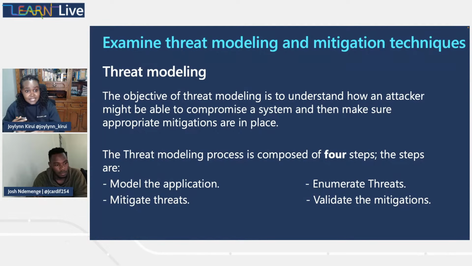So if I'm using it for the network, can that attacker try man in the middle? If it's the gateway, is it secure? Is it securely integrated? These are all the things that we look at during threat modeling. The threat modeling process is composed of 4 steps: you model the application, you enumerate the threats, you mitigate threats, and you validate the mitigations.